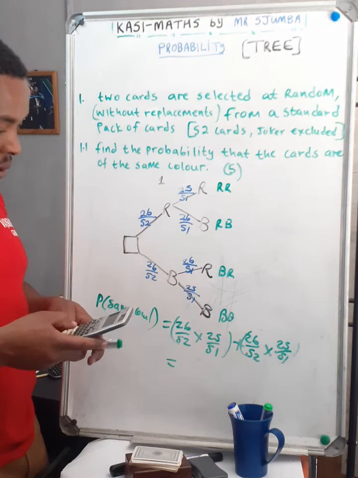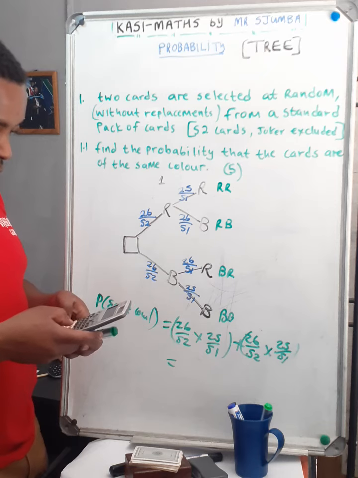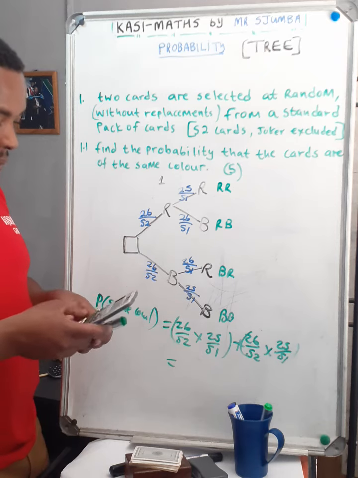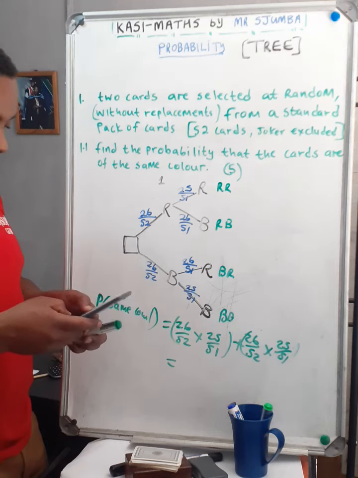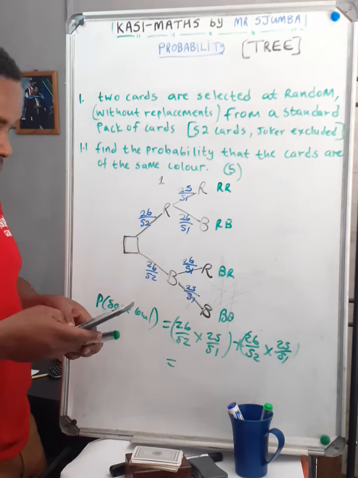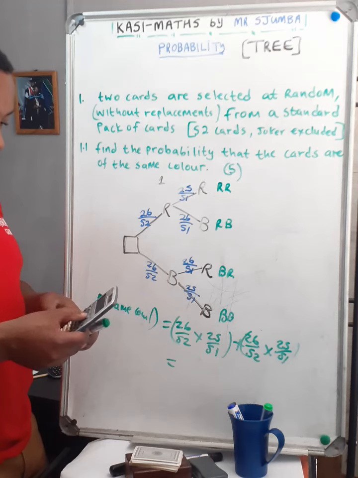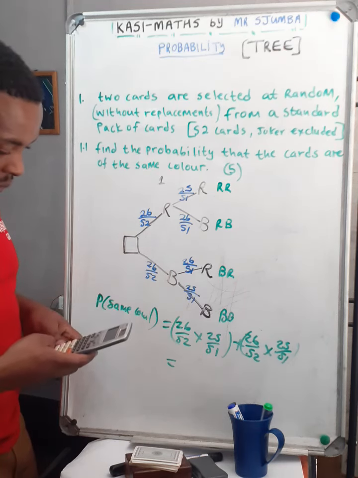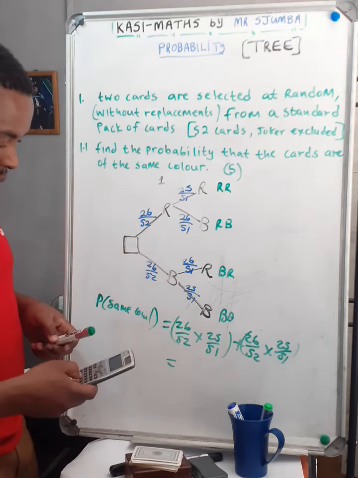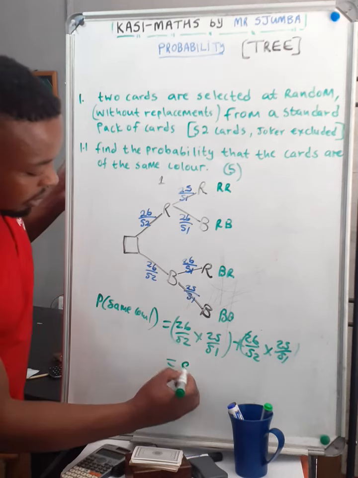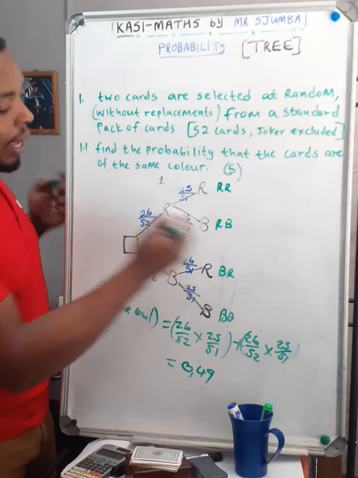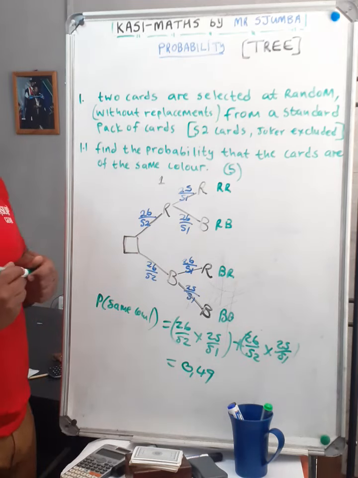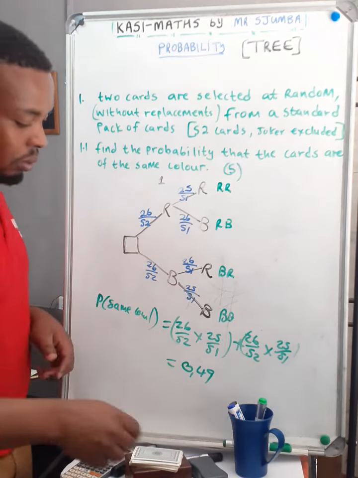I should have paused the video, but it's done now. Multiplying by 25 over 51 gives 0.49. You must be able to see where you are reducing. So this is how we'll answer. Let's go to example number 2.